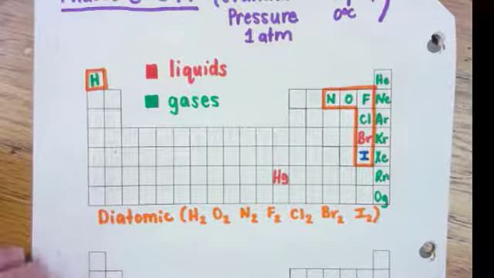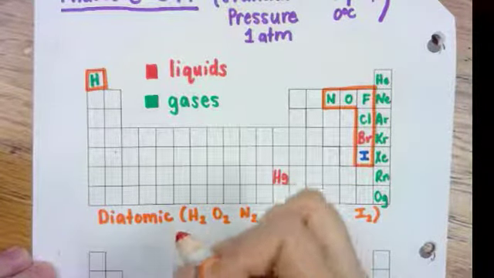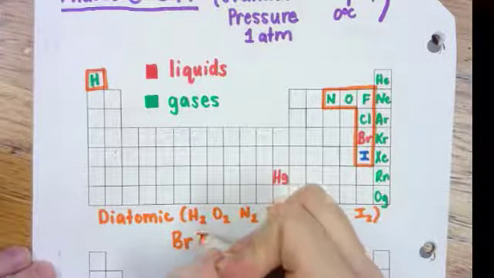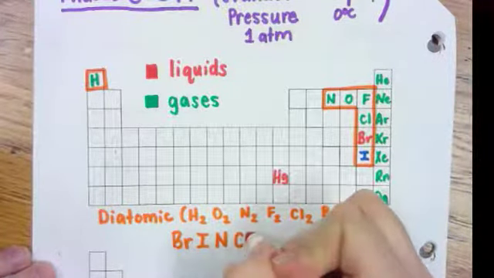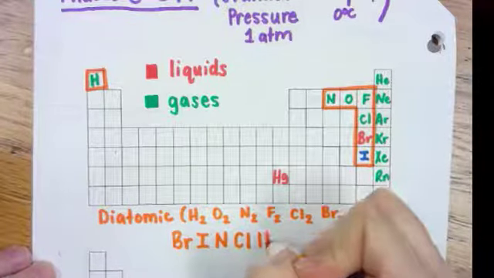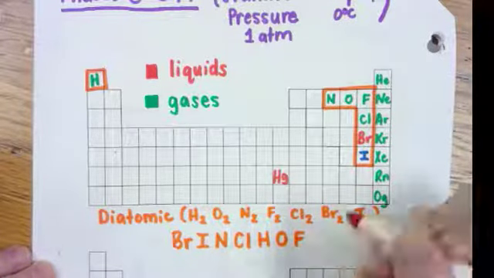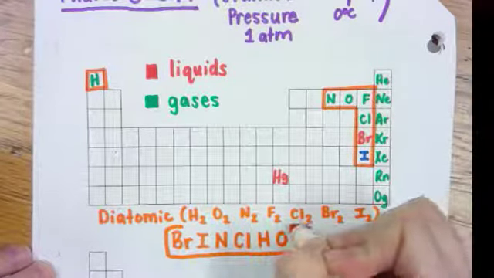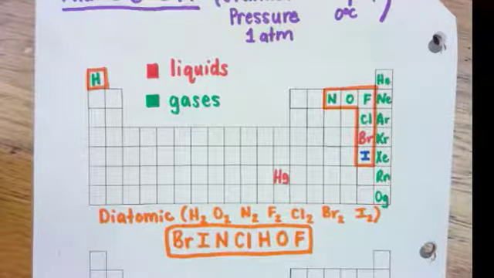Last thing for this periodic table is, what was our trick for remembering the diatomic elements? Take the symbols and arrange them into a word. BrINClHOF. Brinkelhoff. If you can remember the word Brinkelhoff, then you can remember your 7 diatomic elements. Let's pause here to switch to the last periodic table.